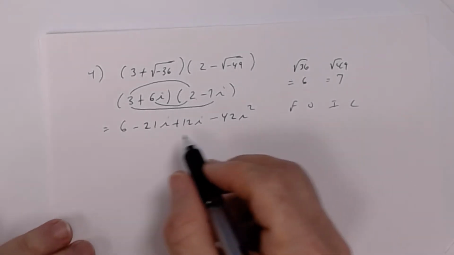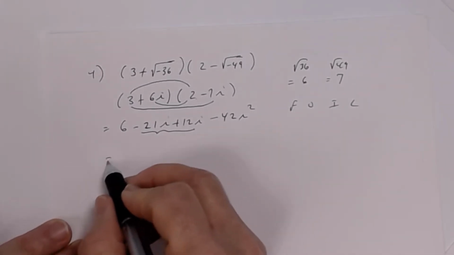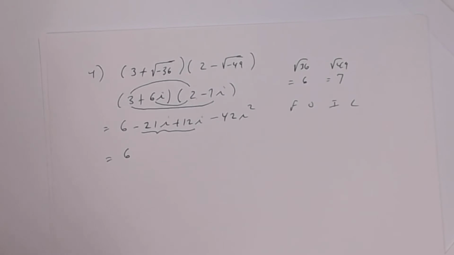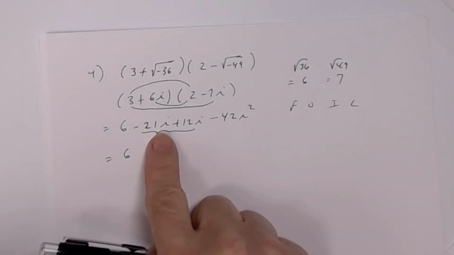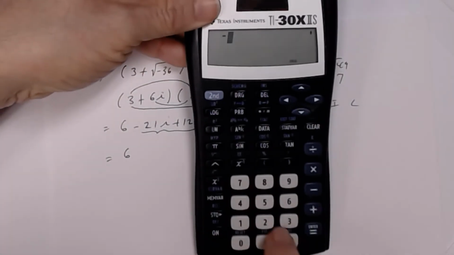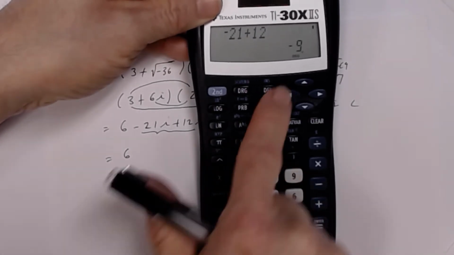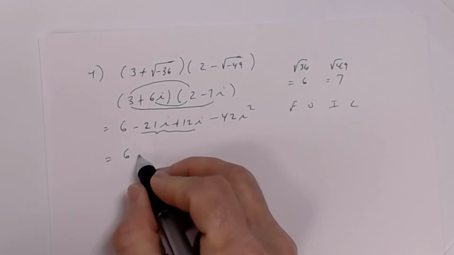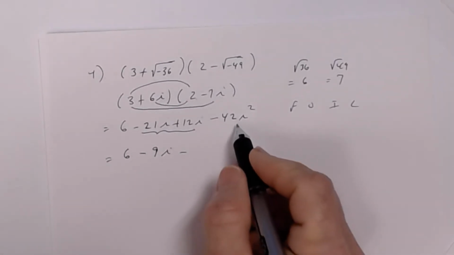Okay? All right, let's combine like terms. So these right here are like terms. So let's go ahead and deal with that. So I get 6. And again, if you can't do this in your head real quickly, just be on the safe side and use your calculator. So you have negative 21 plus 12. So negative 21 plus 12 is negative 9. Okay? So this becomes 6 minus 9i minus, all right, now here's how we deal with this.